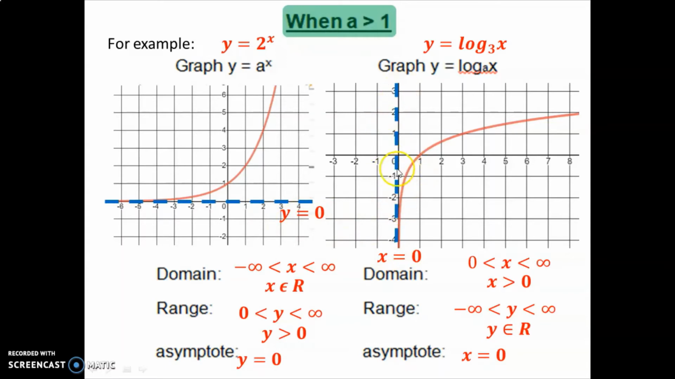There's a wall here, and that wall restricts the domain because x values cannot be below that value. So our asymptote is x equals 0, and our domain is from 0 to infinity. Okay, x values begin at 0 and go to infinity, or x values are greater than 0. The range, however, is unrestricted. This goes forever down, and this goes forever up. Therefore, negative infinity to infinity, or y values are elements of the real number set.